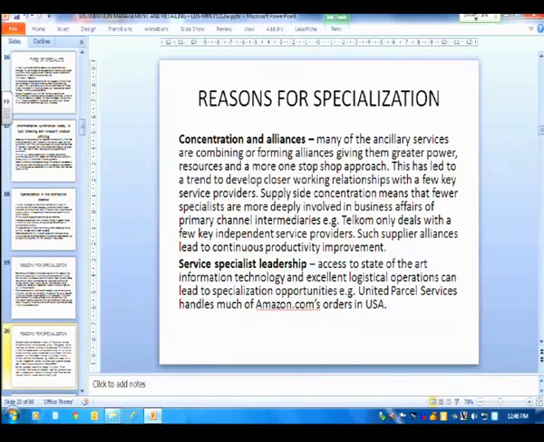The next one is service specialist leadership. Here we are saying that access to state-of-the-art information technology and excellent logistical operations can lead to specialization opportunities. For example, United Parcel Service in the USA handles much of Amazon.com's orders.